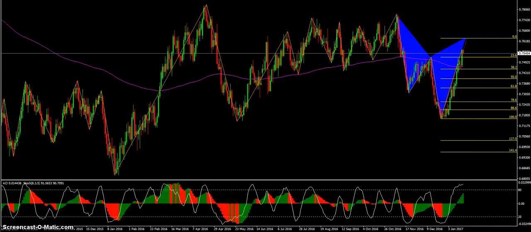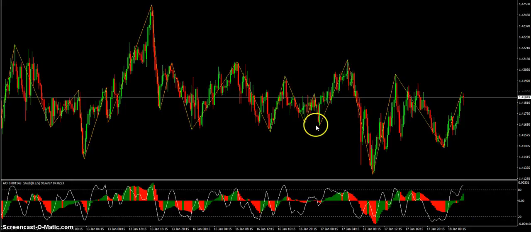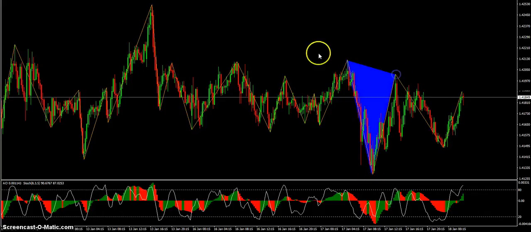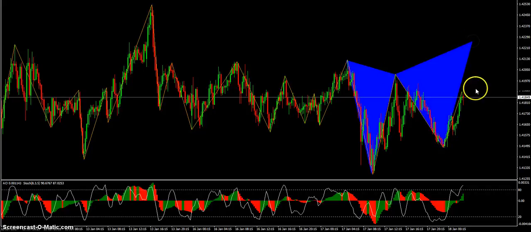And our final pattern setting up is on the Euro Aussie. Here we have our X to A to B, B to C, C to D. So this is a butterfly pattern. So this is going to go past these highs.